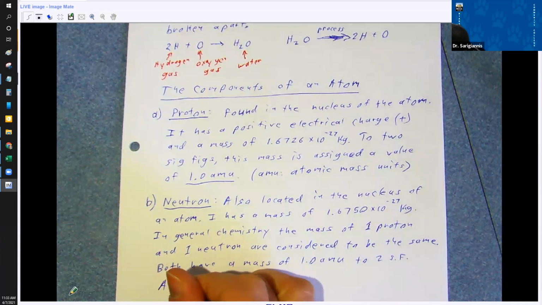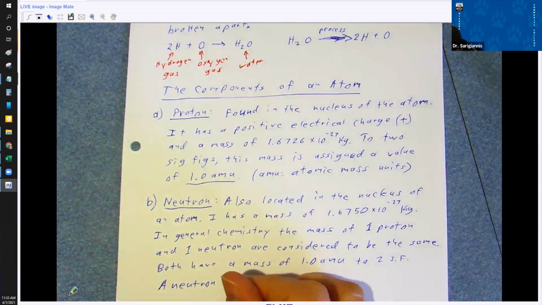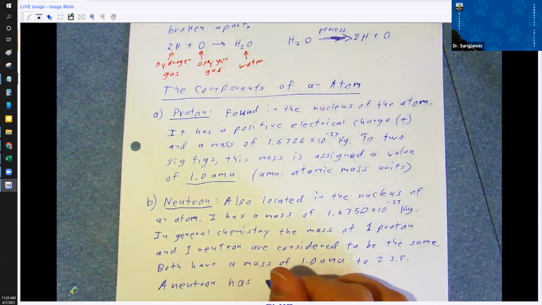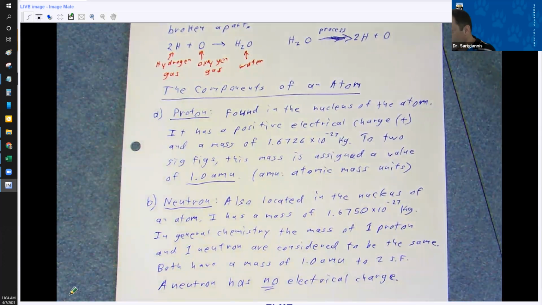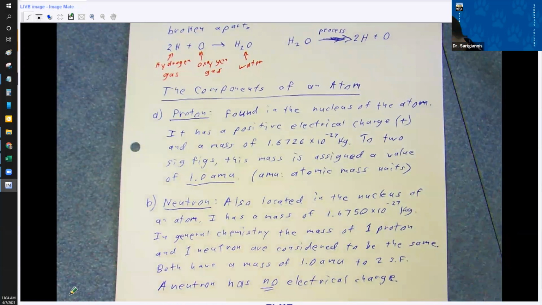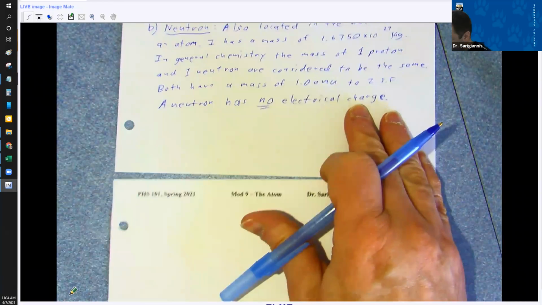Note, a neutron has no electric charge. It's neutral. It's not positive, it's not negative. There's no charge. It doesn't carry a charge. I think I'm going to start electrons on the next page because I'm running out of room here.